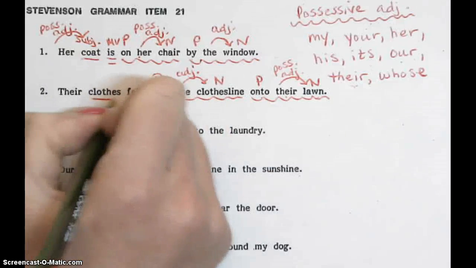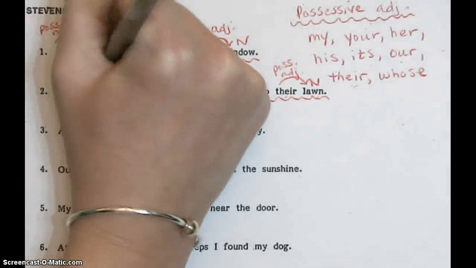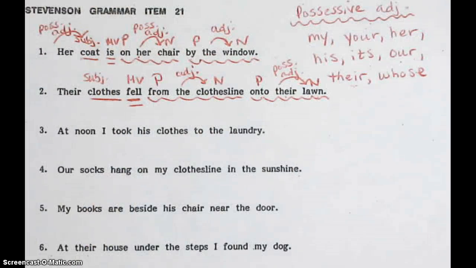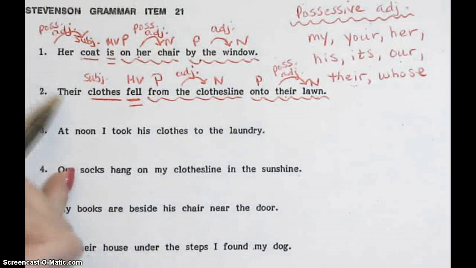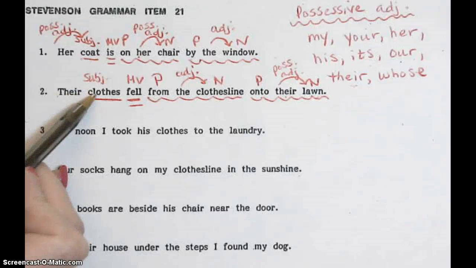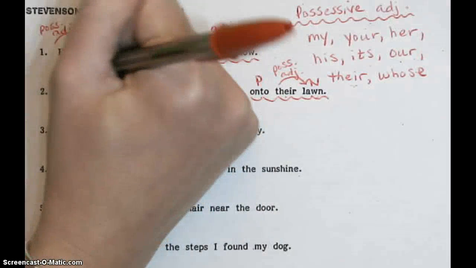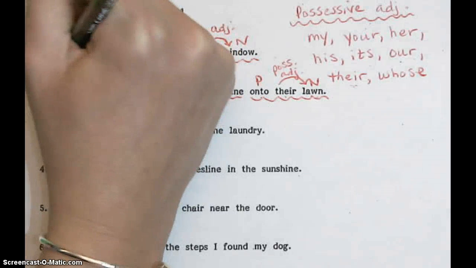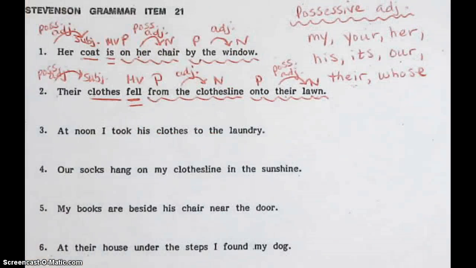Subject, main verb. Subject is clothes. Main verb is fell. That's the action. And then again, here's our adjective that is describing the clothes, and it's also telling us who owns it. It's their clothes. So we have another possessive adjective.